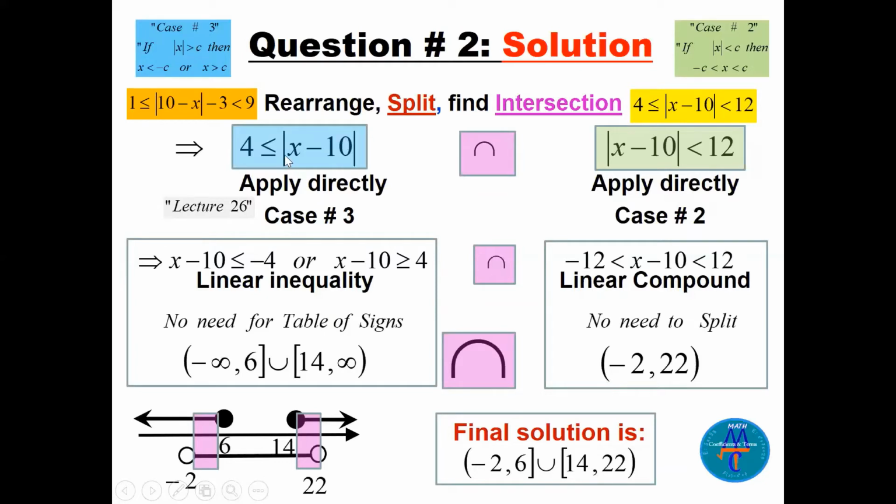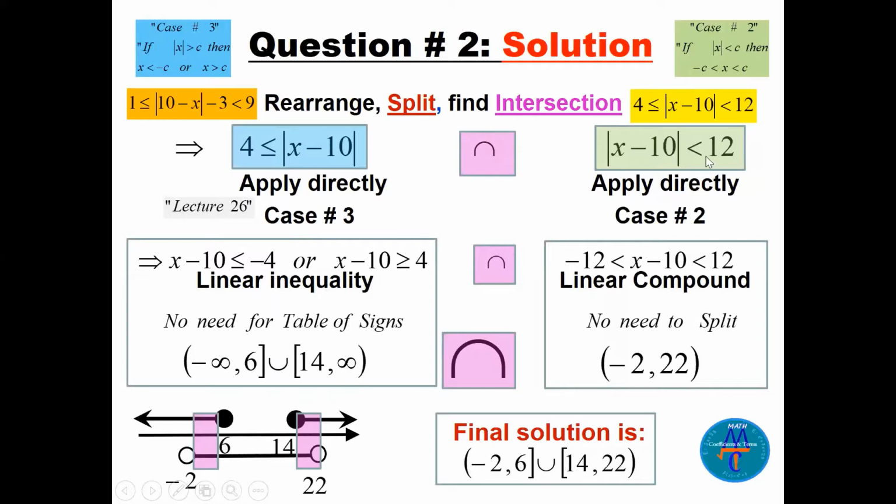This one is case number 3, you can see all the ideas and the formulas in lecture 26. Case number 3: absolute value of x greater than c. So we have to say x minus 10 less than or equal to minus 4, or x minus 10 greater than or equal to 4. You solve each one. This is linear, so no need for a table of signs. So this is minus infinity to 6 closed, union 14 closed to infinity.